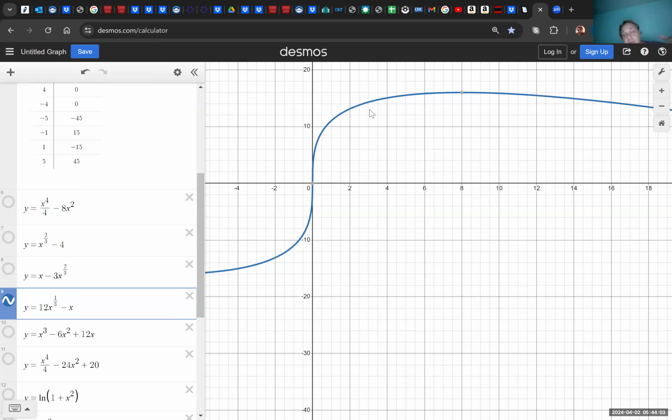So when we switch between this sort of upward turning and this downward turning, we call that a point of inflection. And one of the things we're going to be doing is exploring a little bit more about inflection points as we continue our studies in chapter 4.